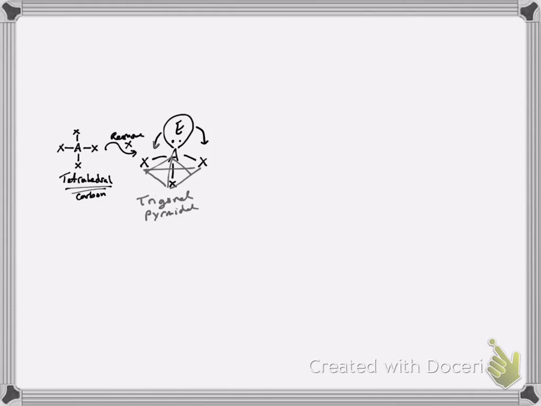Trigonal pyramidal is what tetrahedral becomes if it removes a bonded atom. And if we remove another bonded atom, we'll be left with A having 2 electron domains, and then we'll have 2 X's. Now this is also considered bent. Why do we have the same word for 2 different things? I don't know. Ask the chemistry gods.